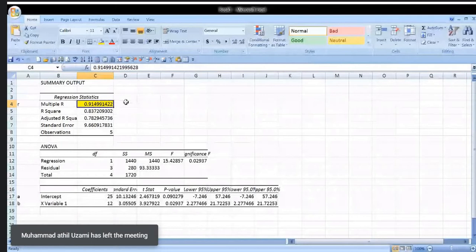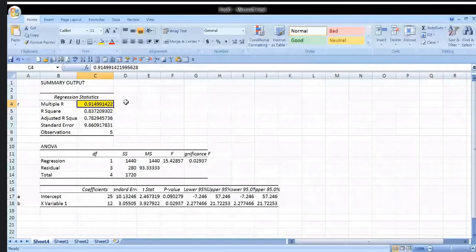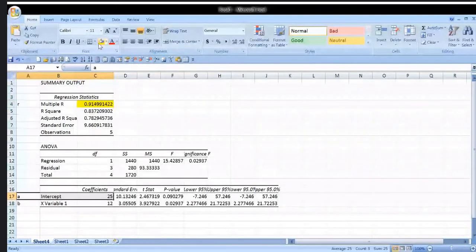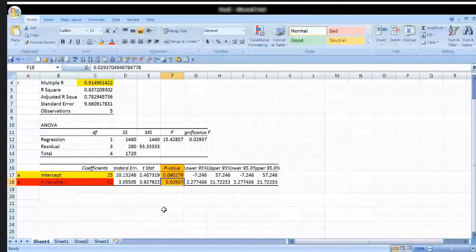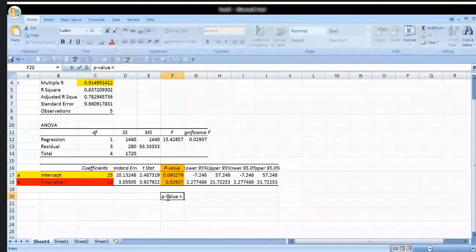After that, we can make a conclusion based on the p value. Just look here for beta. The p value for beta is 0.02937. Alpha for this question is 0.05.